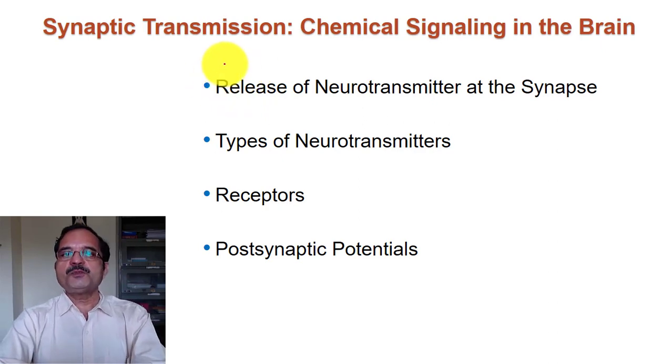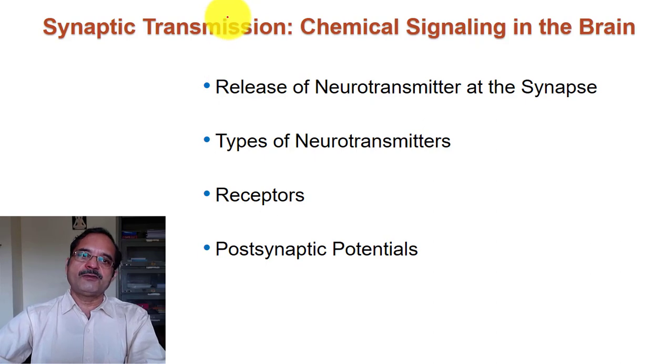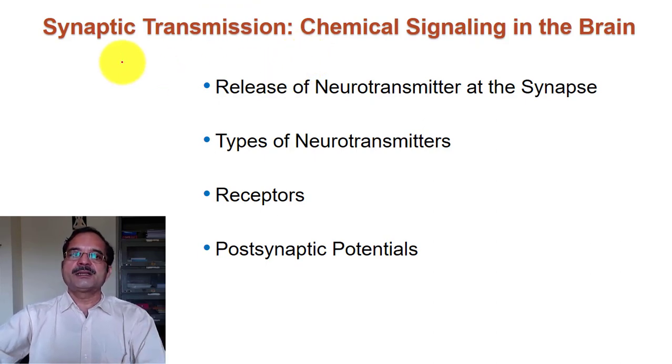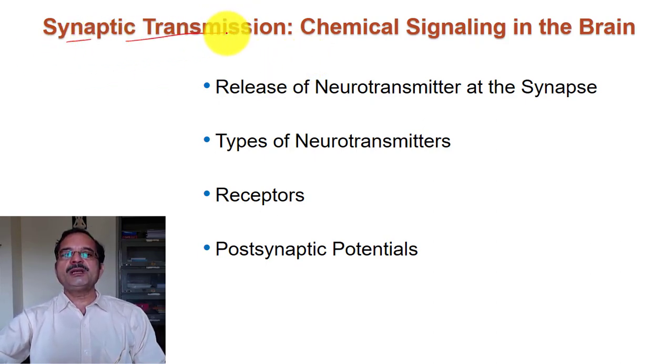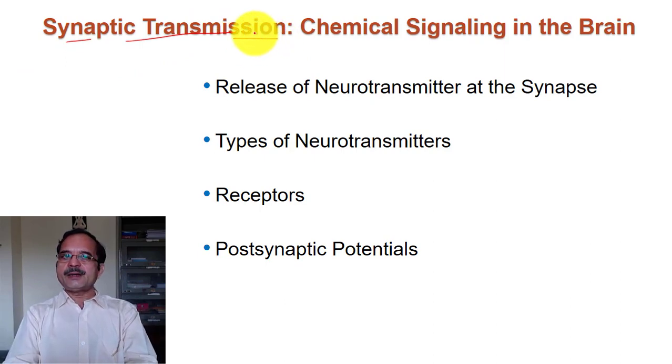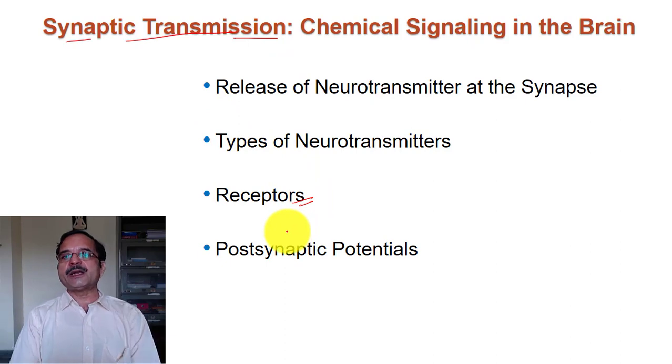So we'll stop at this point, and next time we'll discuss more about synaptic transmission. What exactly synaptic transmission means, how the electrical signal is transmitted from one point to the other point, and that also we have briefly discussed in one of the videos. You have seen in one of the videos, it releases neurotransmitters at the synapse, right? Then there are receptors, postsynaptic potentials, and so on. So at this point we'll stop. Next time we'll continue from this point.